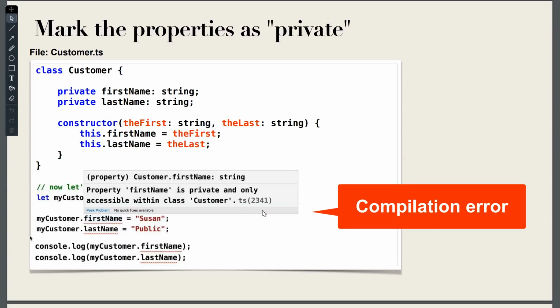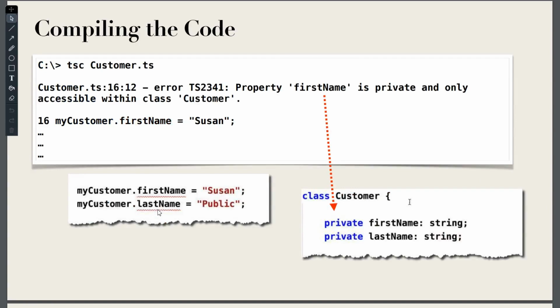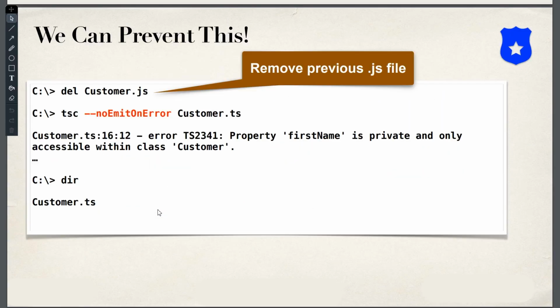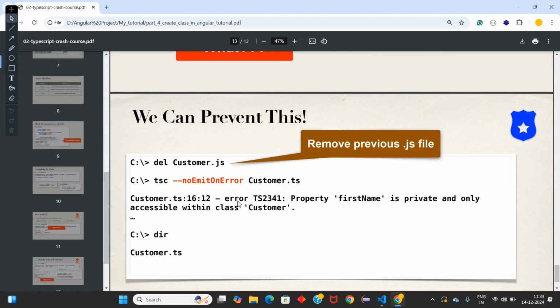Here we can define it as private, and then the compiler will give an error saying first name is private only. We will see this in practical, guys. Okay, let's go through all these things. Then we will run our first class project.